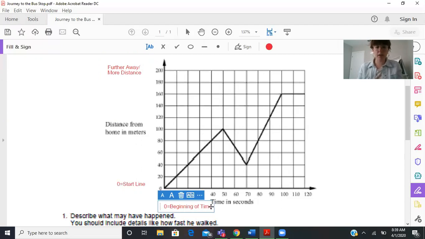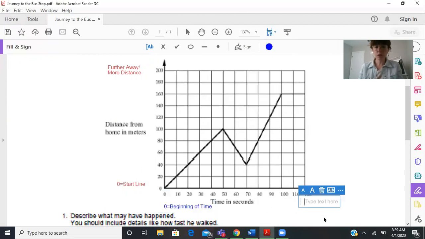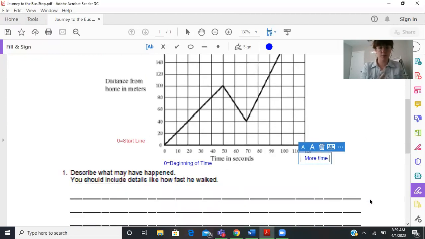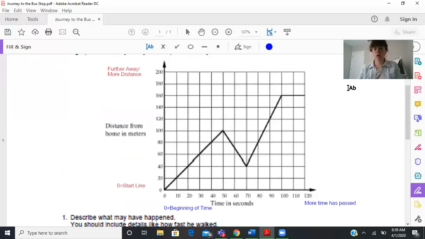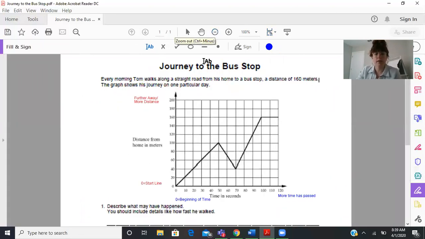For time, let's color code these. So we'll do distance in red and we'll do time in blue. So as I go further along the x-axis, it means more time has passed. So understanding that as I go up, I'm moving further away, and as I'm going more to the right, more time has passed.